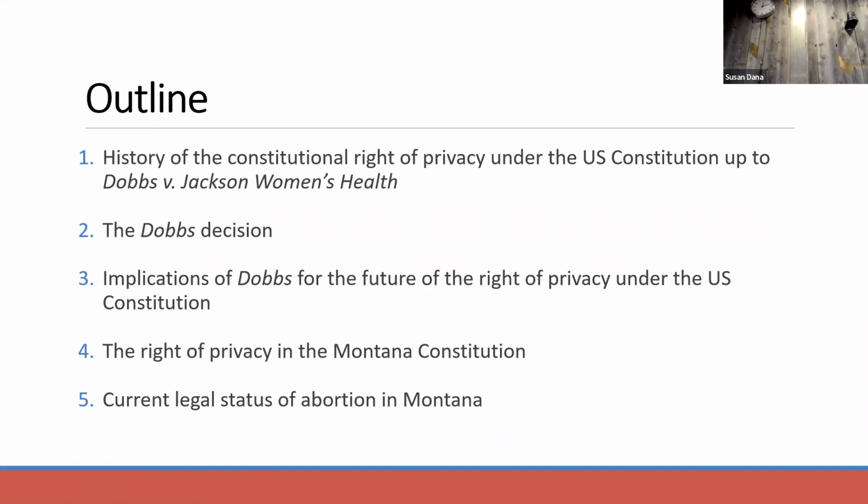So this is just briefly the outline of what I want to talk about. The history of the constitutional right to privacy, what Dobbs actually decided, the implications for the future of other privacy rights under the US Constitution, the right of privacy in Montana, and the current state of abortion in Montana. If we have time, which I suspect we won't, we could talk about LR 131, the Born Alive Infant Protection Act, which is on the ballot, if you'd like to talk about that, because that is related to both. Well, it claims to be related to abortion, and I think it is related to privacy.